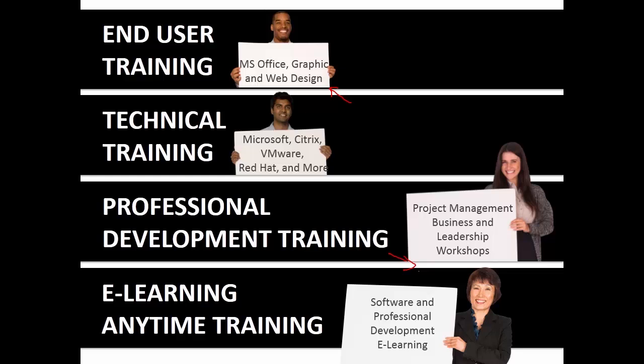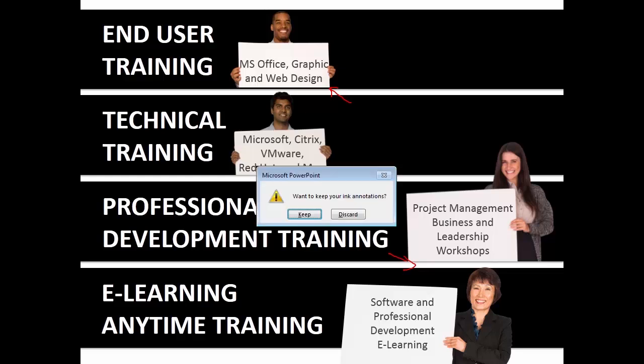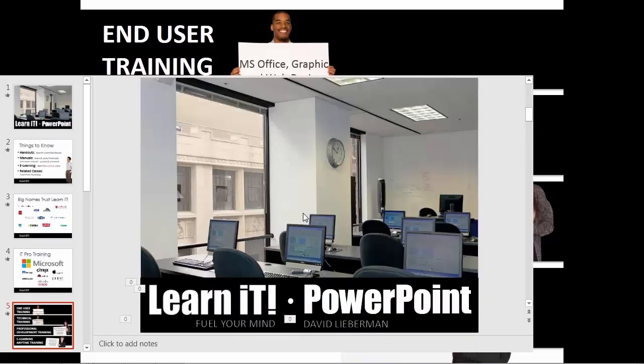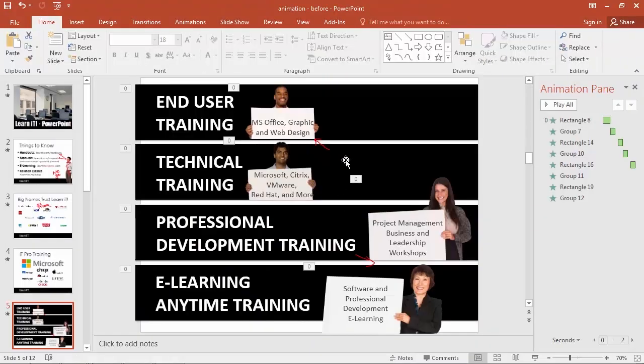Now, when I get to the end or hit escape, here I go, hit escape, it says, hey, do you want to keep these ink annotations? That's what it calls these things, ink annotations. I go, heck yeah, keep them. And so now here they are, right?